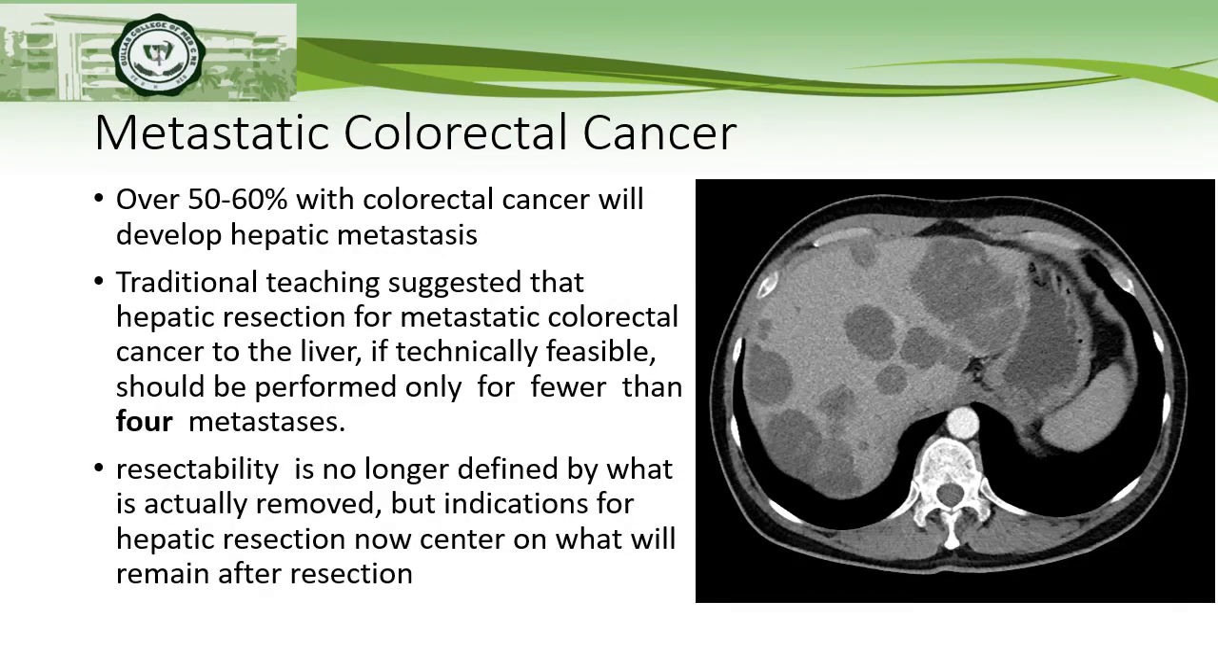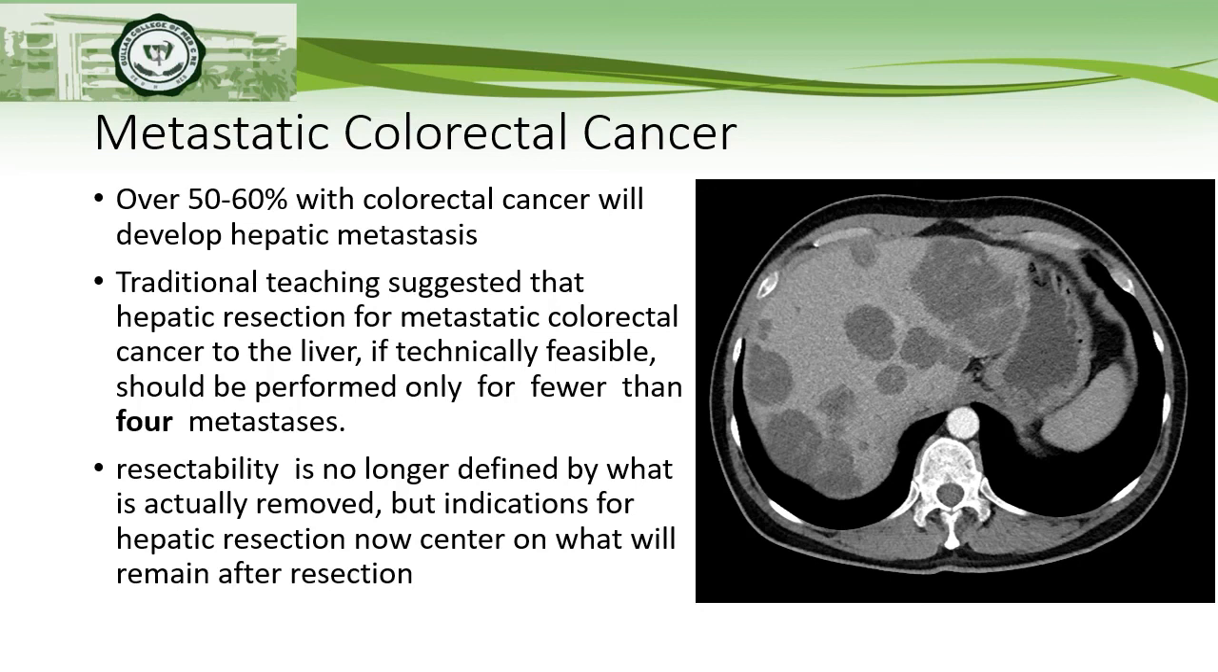Over 50 to 60% of patients diagnosed with colorectal cancer will develop hepatic metastasis during their lifetime. Resection for hepatic metastasis has been a routine part of treatment for these cases. Predictors of poor outcome have been noted to be a node-positive primary, a disease-free interval of less than 12 months, more than one tumor, a tumor size of more than 5 cm, and a CEA level of more than 200 nanograms per ml.